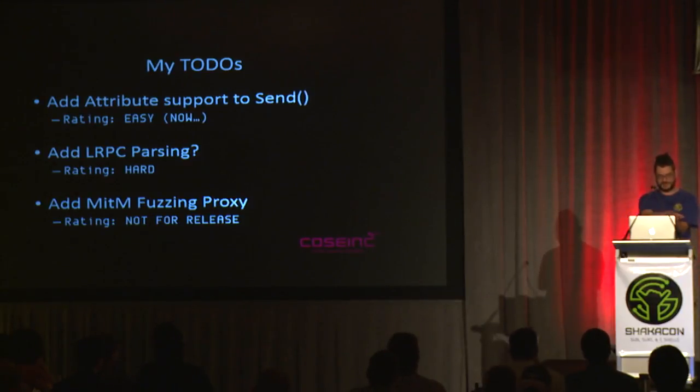ALPC is your base layer. If you want to fuzz RPC properly, then you might want to be RPC aware. I'm not yet. It is possible to do a man-in-the-middle fuzzing proxy. You need kernel access, but you can swap out the port object at the kernel level, and then put in a proxy that takes real connections between real processes and fuzzes those man-in-the-middle style. That'll probably rain bugs, but I'm not going to release that.